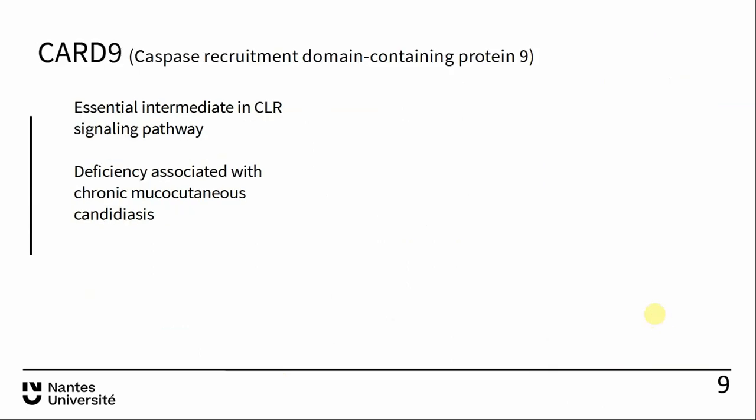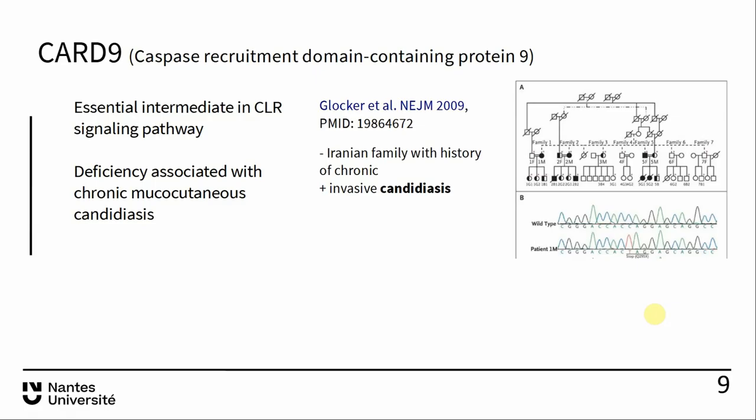Okay, so the key intermediate in CLR signaling is CARD9. CARD stands for caspase recruitment domain containing protein, so CARD, caspase recruitment domain. And once again, there are some families who have deficiency in this protein, in the gene rather.